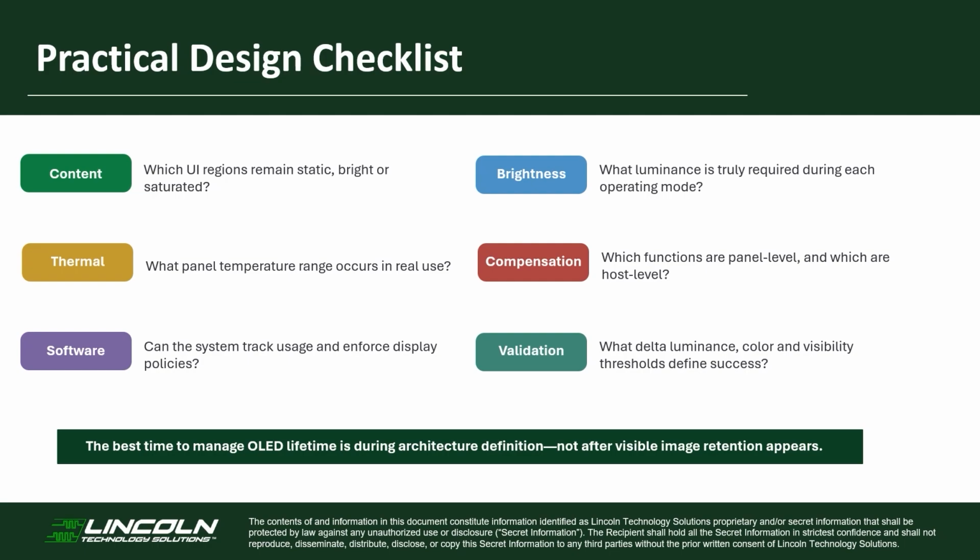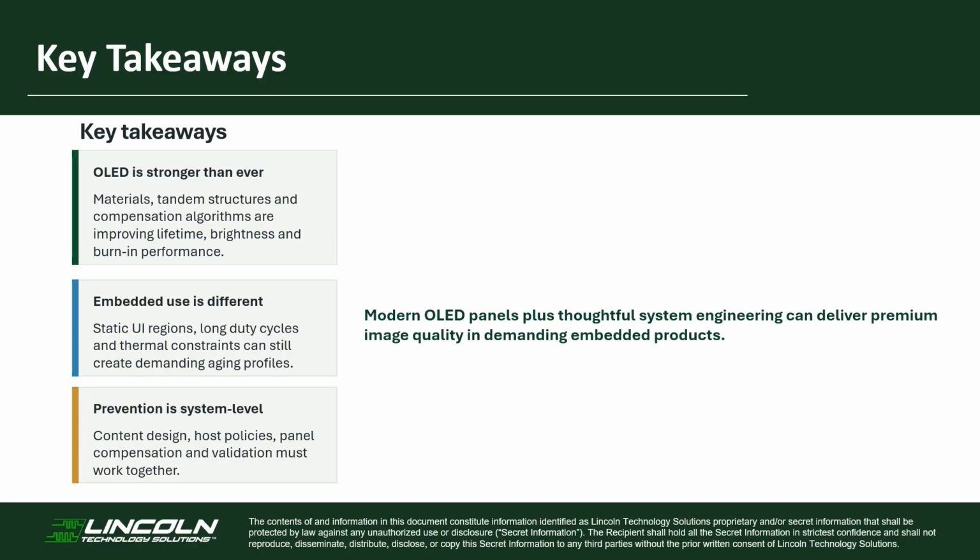I'll close with 3 key takeaways. First, OLED technology is stronger than ever. Improved materials, tandem structures, and compensation algorithms are improving lifetime, brightness, efficiency, and burn-in performance. Second, embedded usage is different. Static interfaces, long duty cycles, and demanding thermal environments can still create difficult aging profiles. Third, prevention is a system-level responsibility. Content design, host behavior, panel compensation, telemetry, and validation must work together. When modern OLED panels are combined with thoughtful system engineering, they can deliver premium image quality in demanding embedded products.